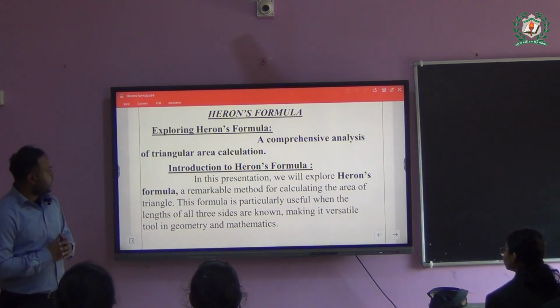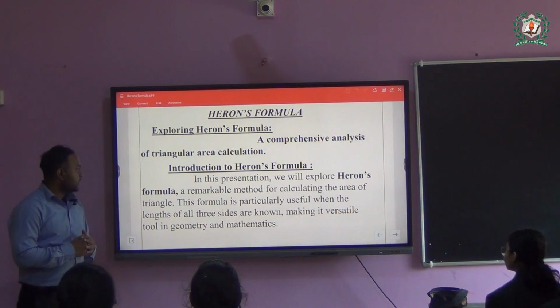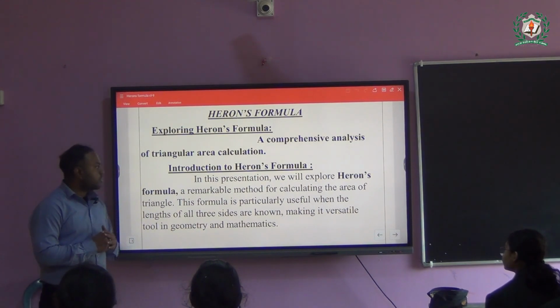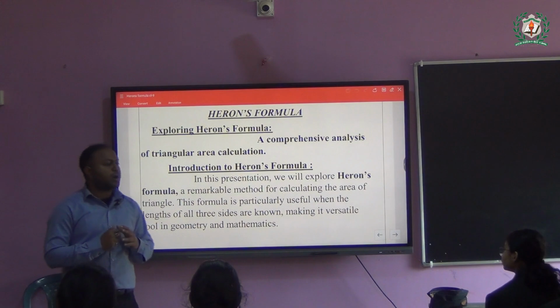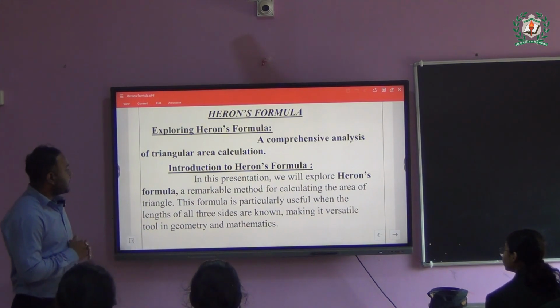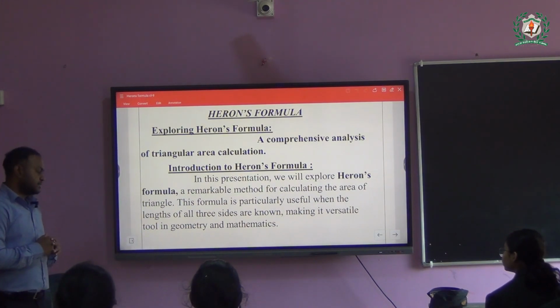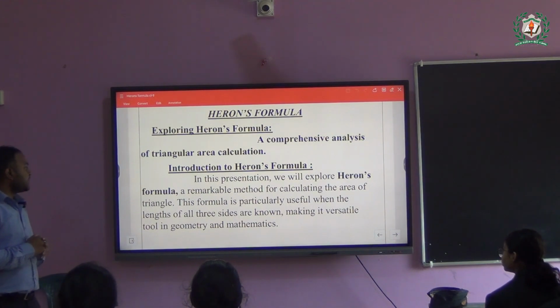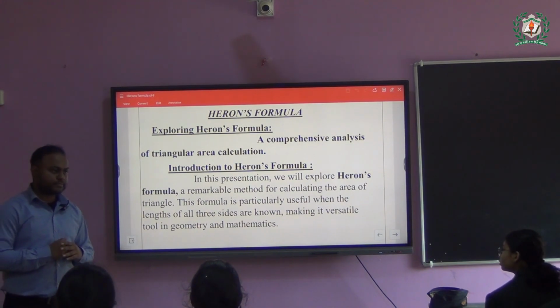So here you see the introduction of Heron's formula. We are going to explore Heron's formula because it is a remarkable thing to calculate the area of a triangle. This formula is particularly useful when the lengths of all three sides are known, as well as a very versatile tool in geometry and mathematics.